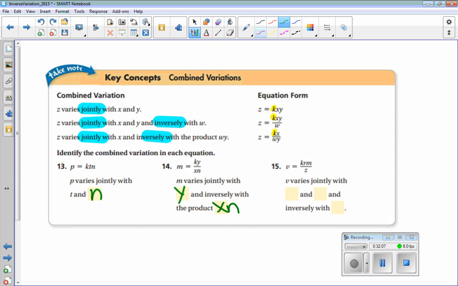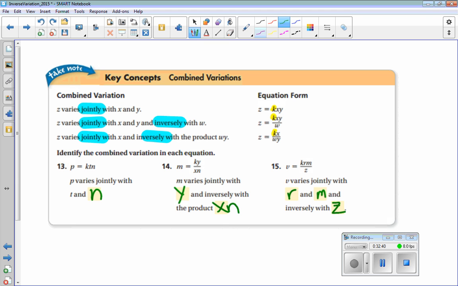Let's try this one. V varies, notice there's always a K, jointly with what? R and M. Jointly means it's in the numerator. Inversely with Z. So we should be able to take these sentences and create an equation. Okay? So let's look at problem 17. We'll do 17 together, and then you're going to do the others.